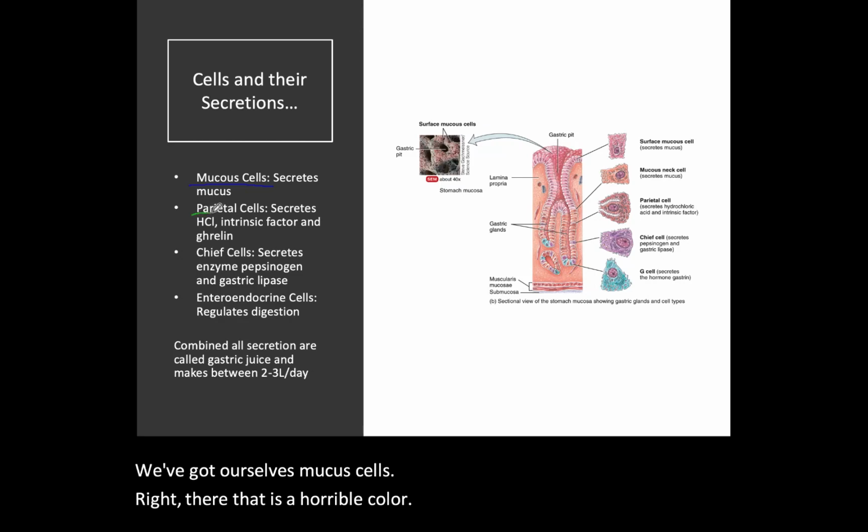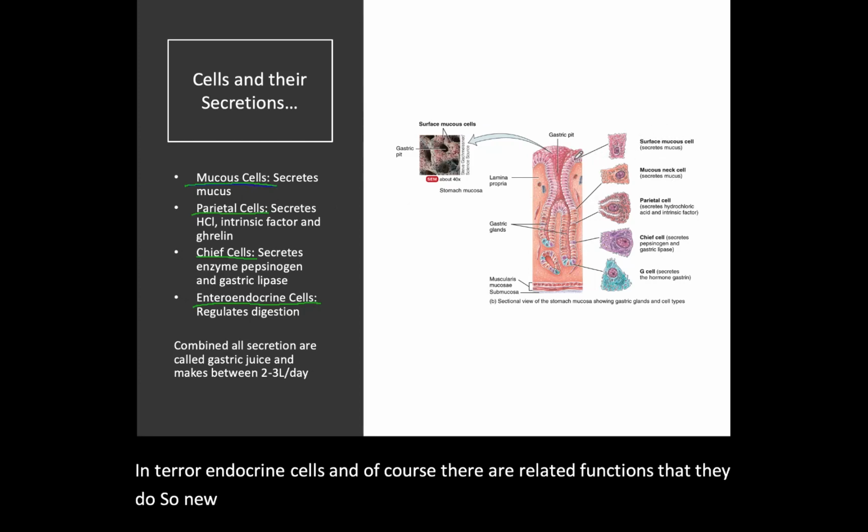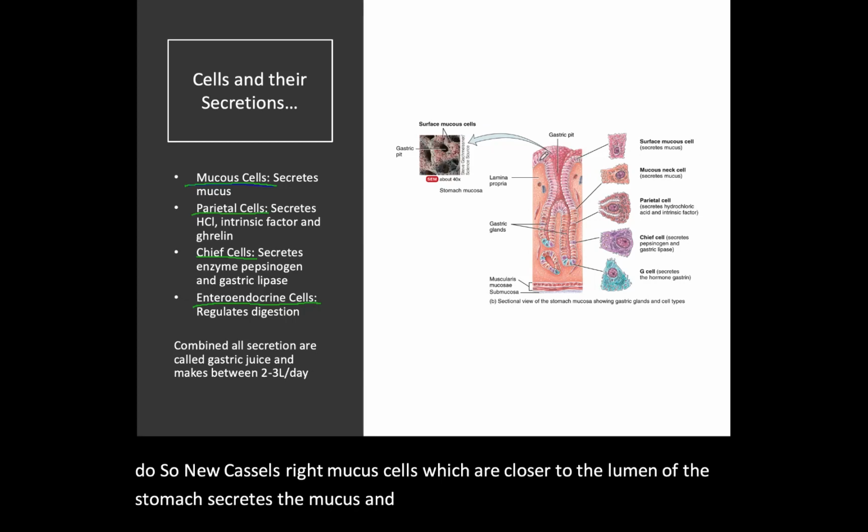We have ourselves parietal cells, chief cells, and enteroendocrine cells, and of course their related functions that they do. So mucus cells, right? Mucus cells, which are closer to the lumen of the stomach, secrete the mucus, and so these are the cells that are largely responsible for mucus production.